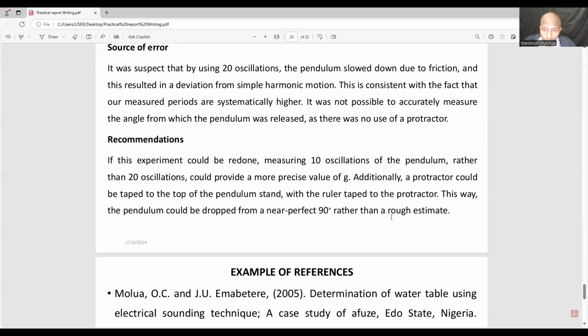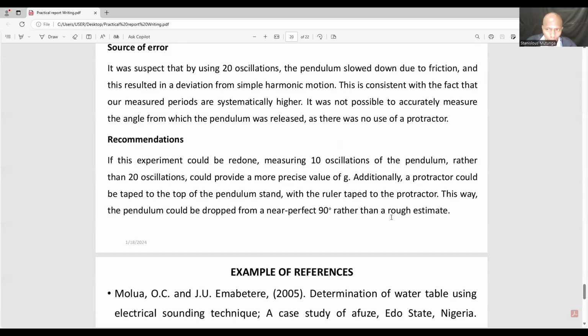precise value of G. Additionally, a protractor could be taped to the top of the pendulum stand with a ruler taped to the protractor. This way, the pendulum could be dropped from a near perfect 90 degrees rather than a rough estimate. This one is going in line with my sources of errors.